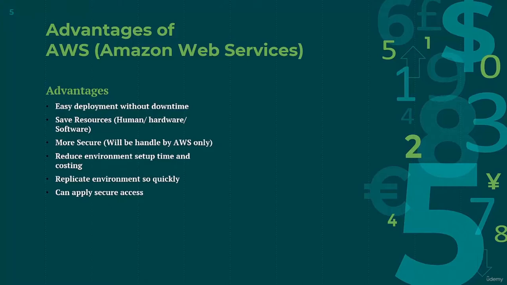We can apply secure access. I hope you have heard about two-factor authentication. So we have different ways of authentication. Here in AWS, you'll get different options, different types of authentication. You can apply a simple username and password. It can be token-based authentication. It could be two-factor authentication, where you get an SMS on the mobile, or you get a code on your email. So different kinds of authentication can be applied by using AWS.